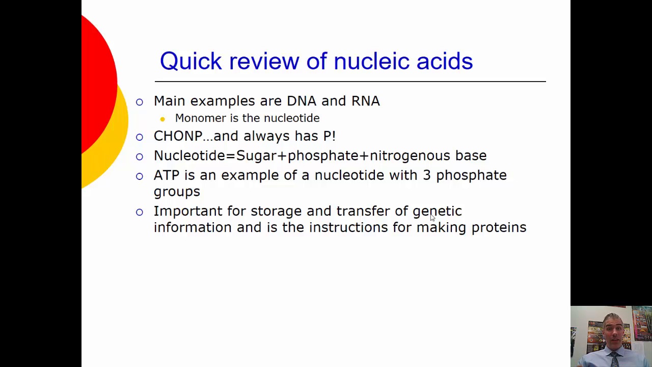ATP is an example of it. It just has 3 phosphate groups. So if you see 3 phosphate groups next to it, you're probably looking at a nucleic acid because it's ATP. And the purpose of it is that it is important for the storage of genetic information, the transfer of genetic information, and it is the instructions. So we're going to see this. It is actually the recipe book for making the proteins, which I said are the most important thing in biology, these machines that do all of the life processes. All right, that's nucleic acids. If you have any questions, let me know.